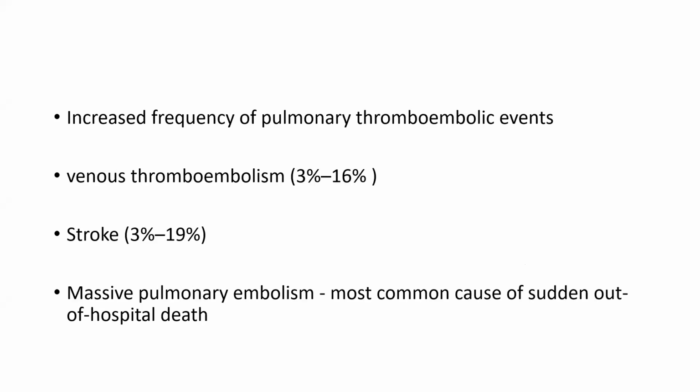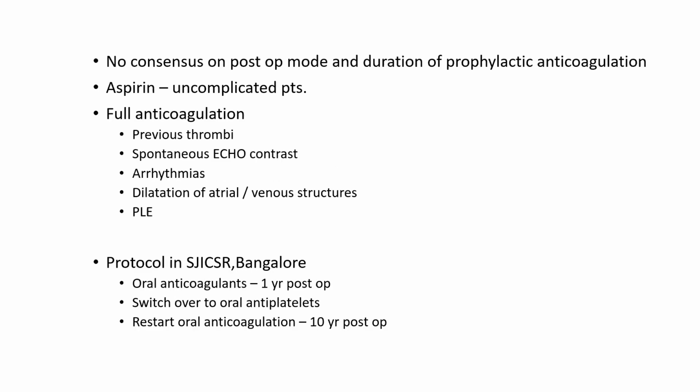This all leads to increased frequency of pulmonary thromboembolic events. Venous thromboembolism is around 3 to 16%, and stroke is around 3 to 19%. Massive pulmonary embolism is one of the major causes of sudden cardiac death out of hospital. So there is no consensus on the post-op mode and duration of prophylactic anticoagulation.